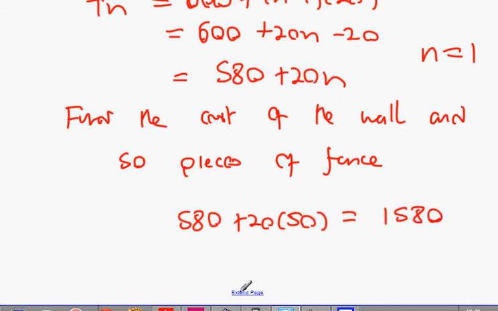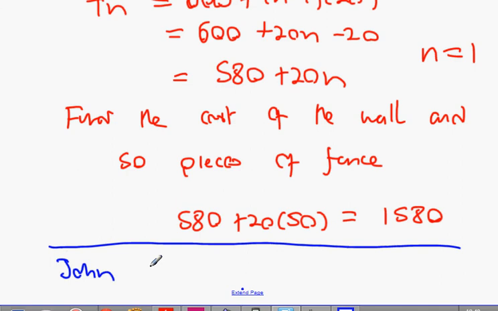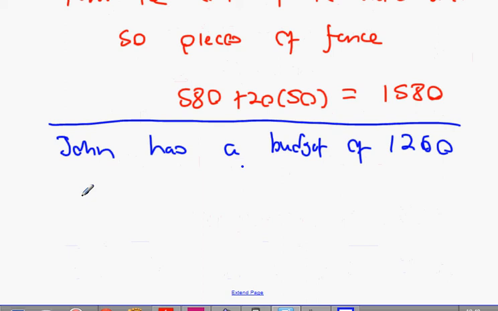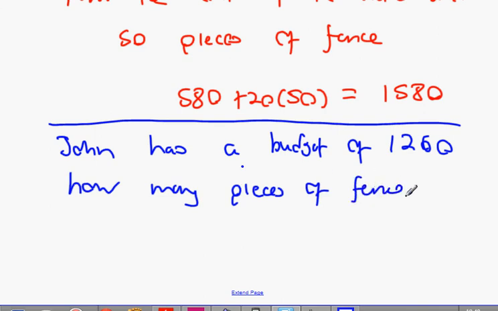1,580. Another thing they can ask you is this, guys. Let's say John has a budget of 1,260. How many pieces of fence can he afford?